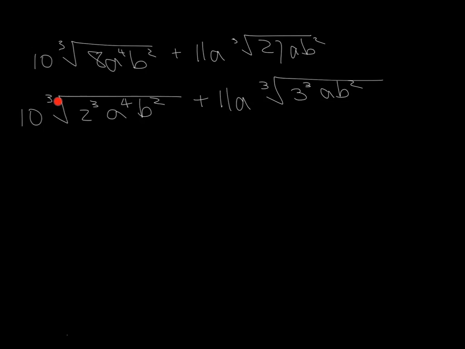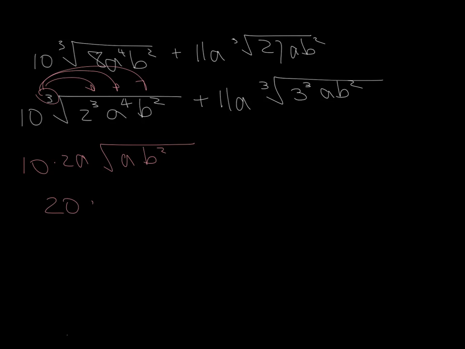Alright, now we're going to look and compare this exponent with each one of these. So the 10 stays. 3 goes into 3 once, so the 2 comes out. 3 goes into 4 once, with 1 left over. 3 doesn't go into b squared, or into 2, so we don't do anything with that. So we have 20a square root of ab squared plus.